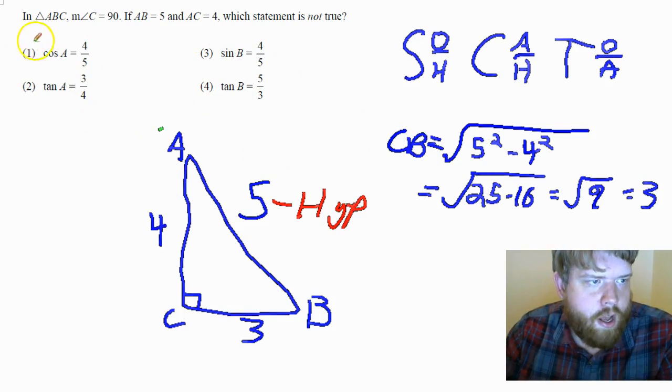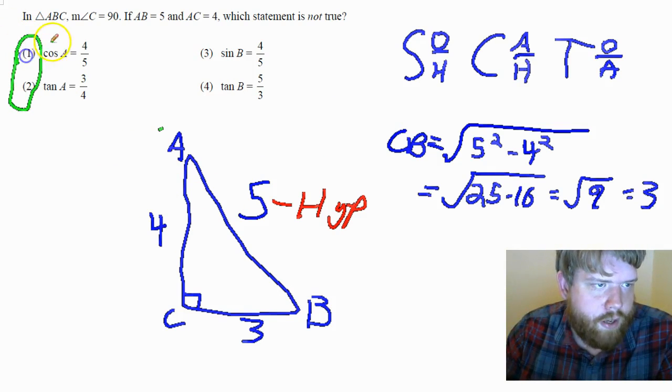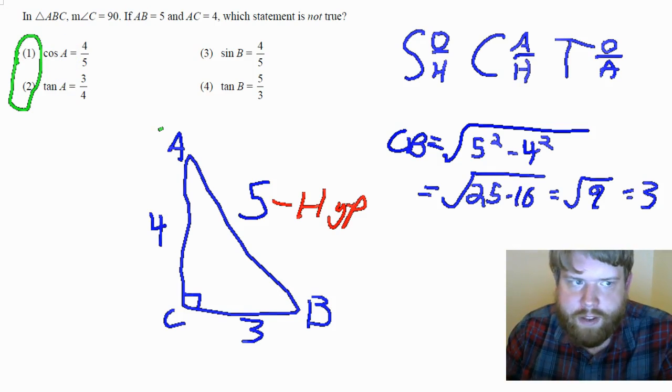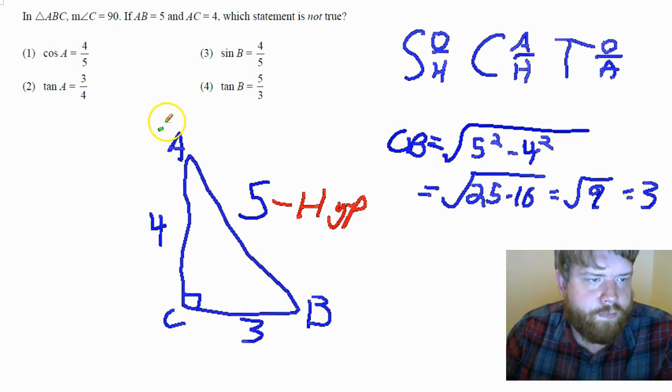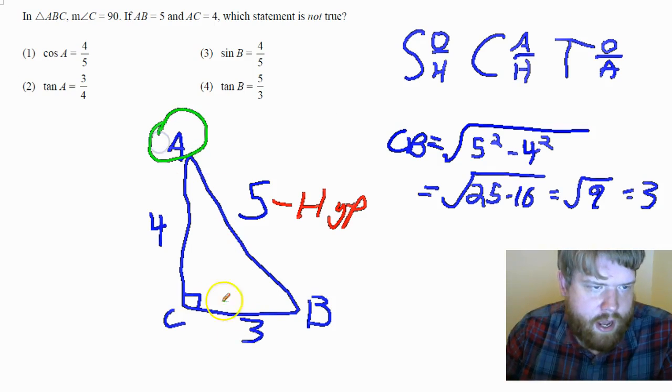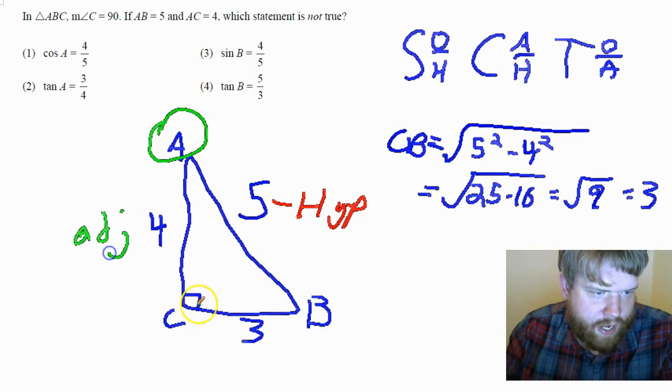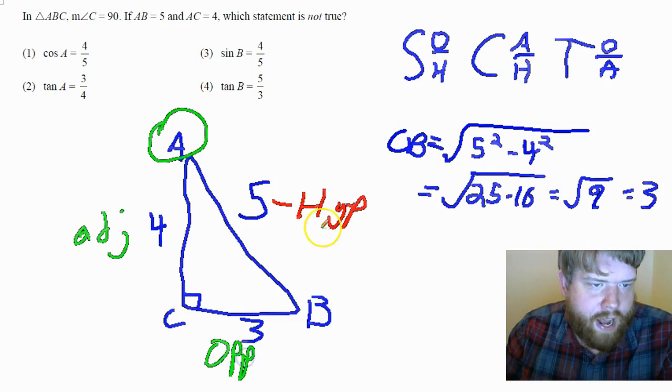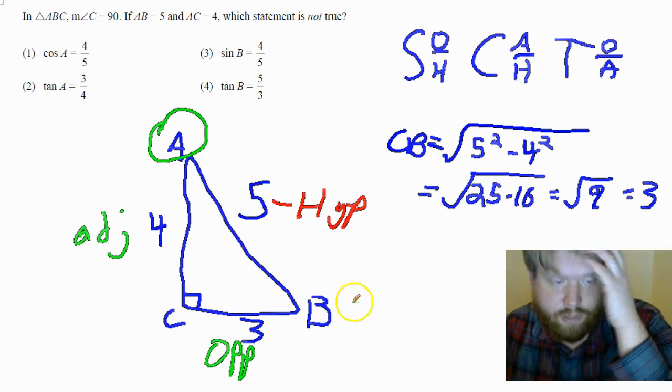to see which one is not true. Starting with number 1 and 2, notice that number 1 and 2 have the same reference angle. They have A as the reference angle. So let's look at A. If A is the reference angle, then between 3 and 4, obviously 4 is going to be the adjacent side since it touches A, and 3 is going to be the opposite side. 5 is the hypotenuse, so we leave that out entirely.